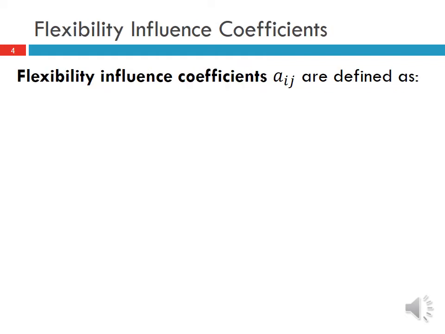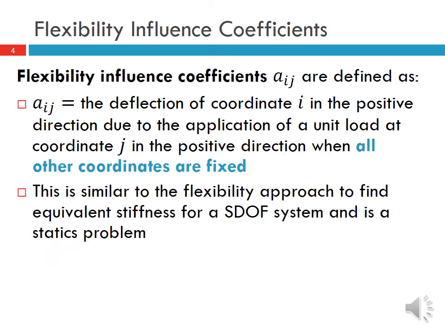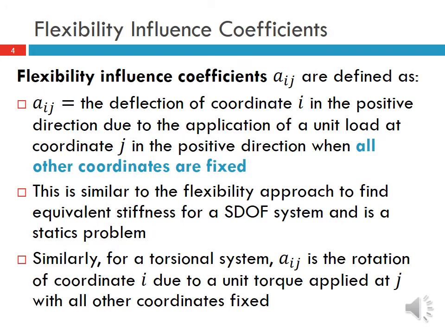So flexibility influence coefficients are denoted Aij, and they're defined as the deflection of coordinate i in the positive direction due to the application of a unit load at coordinate j in the positive direction when all other coordinates are fixed. So this is similar to the flexibility approach to find equivalent stiffness for a single degree of freedom system and is a statics problem. And for a torsional system, Aij is the rotation of coordinate i due to a unit torque applied at j with all other coordinates fixed.